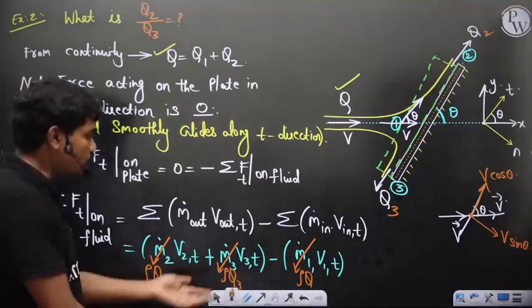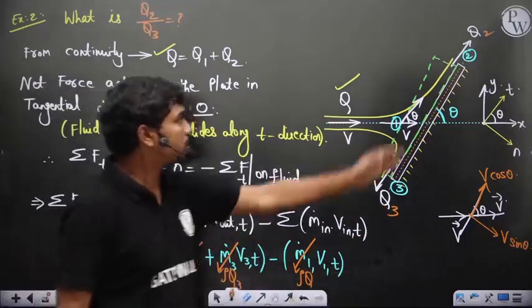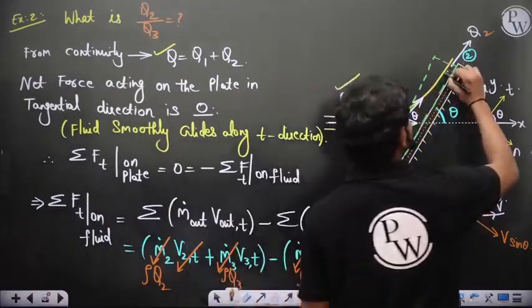Now V2t, what is the velocity at section 2 in the tangential direction? So this is section 2. Here the fluid goes straight with velocity v like this.